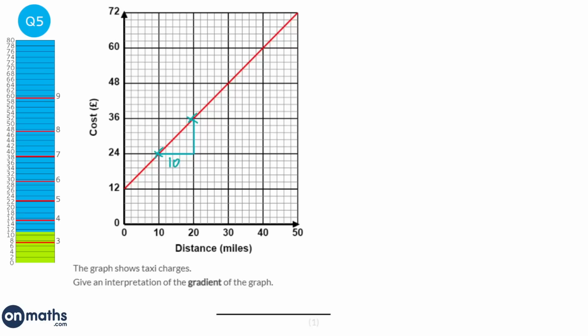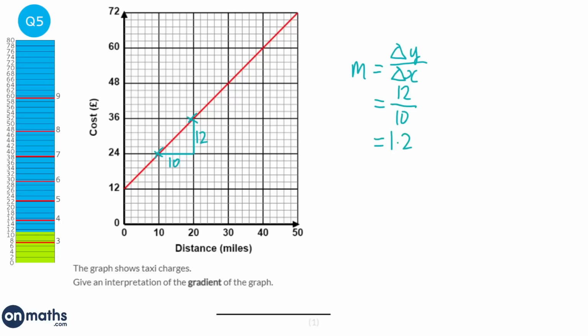So it's gone from 24 to 36. So it's gone 12 up. And to work out the gradient, which you can call n, or you can just write out the word gradient, it's change in y over change in x. So how much has y changed over how much has x changed? So y is this one here, so it's changed by 12, and x has changed by 10. So it's 12 divided by 10, which is 1.2.